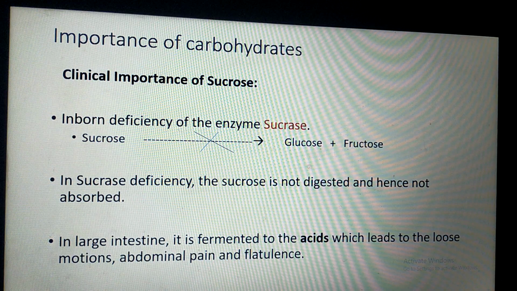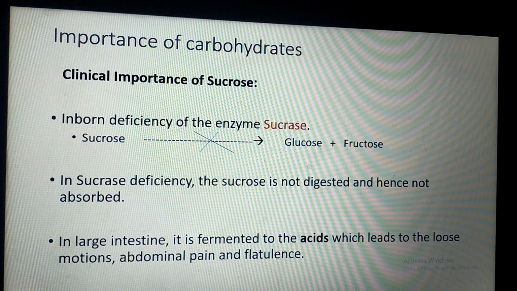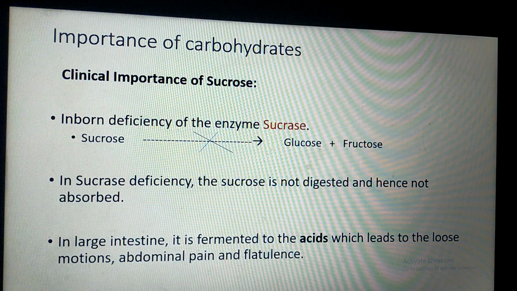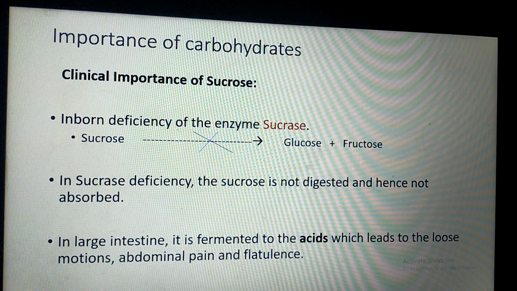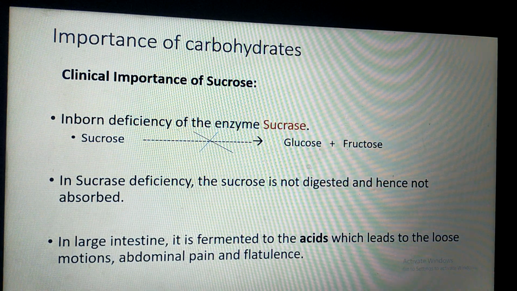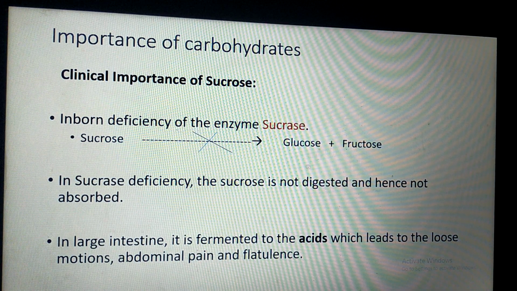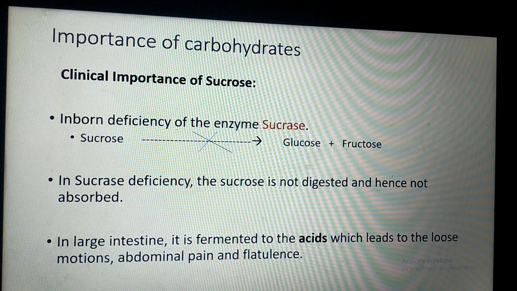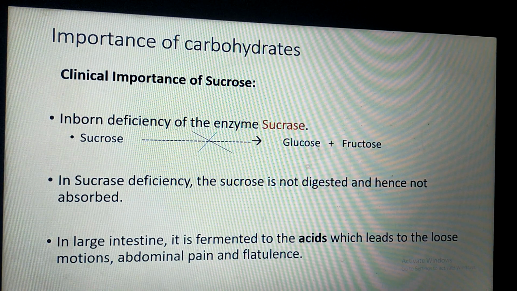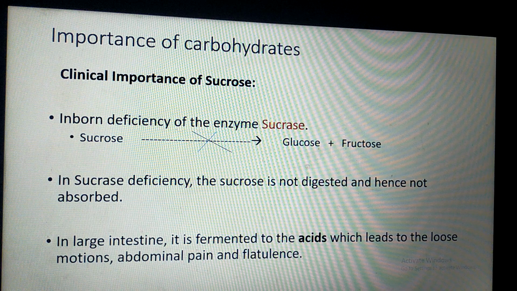Coming to the clinical importance of sucrose, in some patients the enzyme sucrase is absent since birth. This is called as inborn deficiency of sucrase. Therefore, such persons are not able to digest the sucrose, and sucrose is not absorbed. Only monosaccharides are absorbed. Sucrose is a disaccharide. So, this unabsorbed sucrose from small intestine enters into the large intestine. In the large intestine, this sucrose is fermented, which leads to the formation of acids, leading to loose motions, abdominal pain, and flatulence for the person after consumption of sucrose.